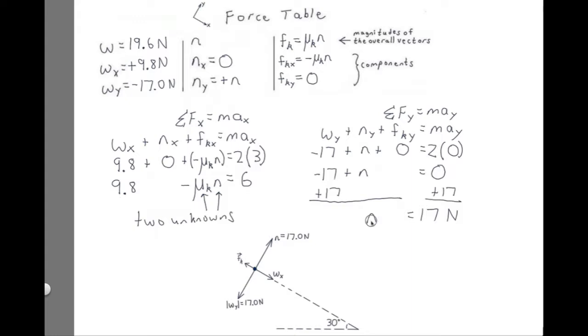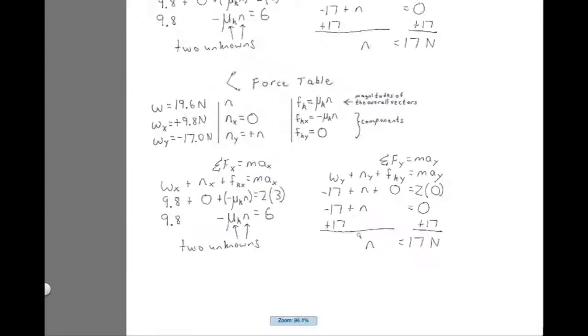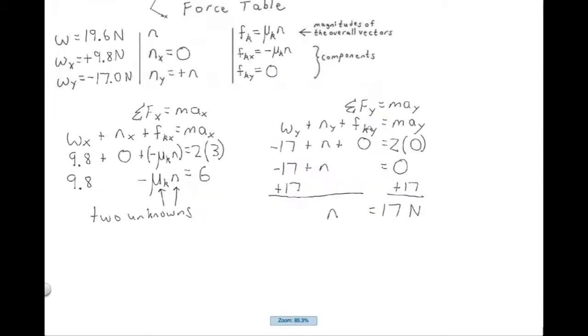It makes good sense that the magnitude of the normal force has to be 17 newtons to cancel W sub y. Notice that I tried to draw this arrow for the normal force the same length as this arrow for W sub y in this new version of the free body diagram to show that the normal force has to cancel W sub y. Well, remember that the problem wasn't asking for the magnitude of the normal force. The problem was asking for mu sub k. So we have to continue with our solution now.